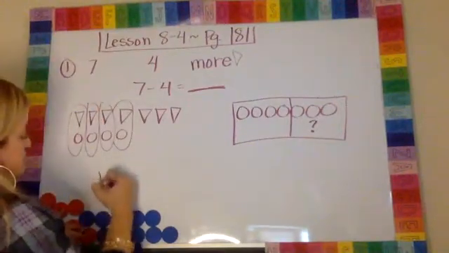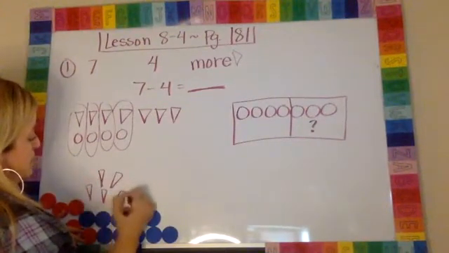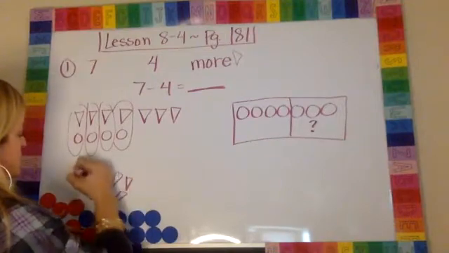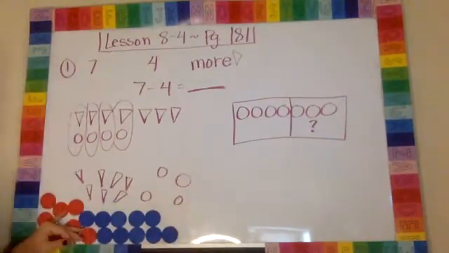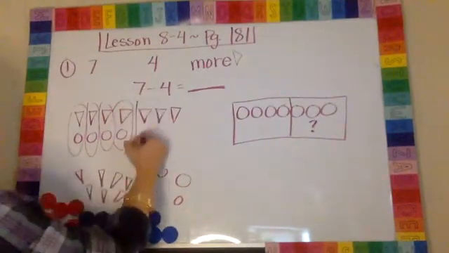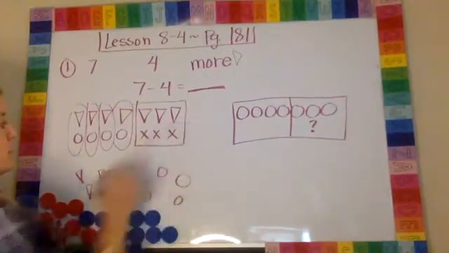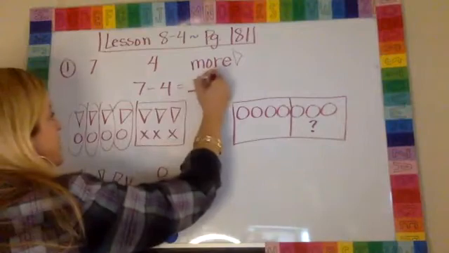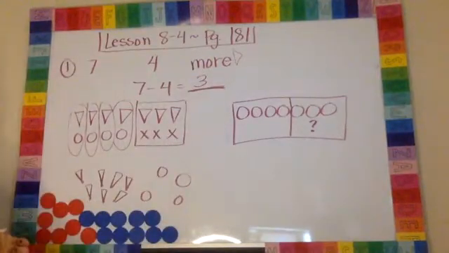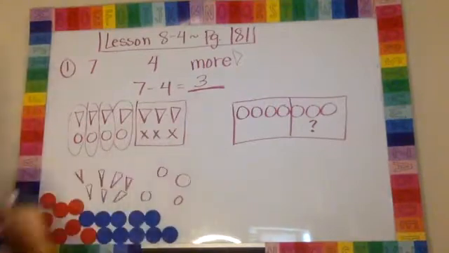We don't have it in the book. It looks like this. 1, 2, 3, 4, 5, 6, 7. And then there's 1, 2, 3, 4 bunnies. So here you could see, okay, I'm missing 1, 2, 3 bunnies. So there are 3 more. Okay, there are 3 more carrots than there are bunnies.